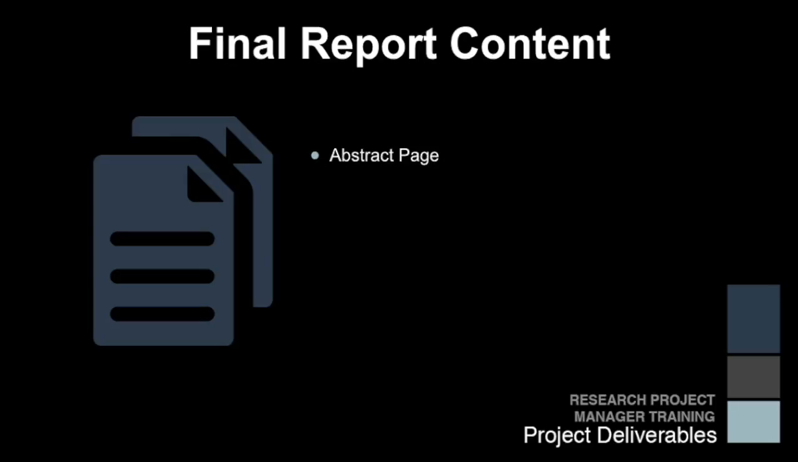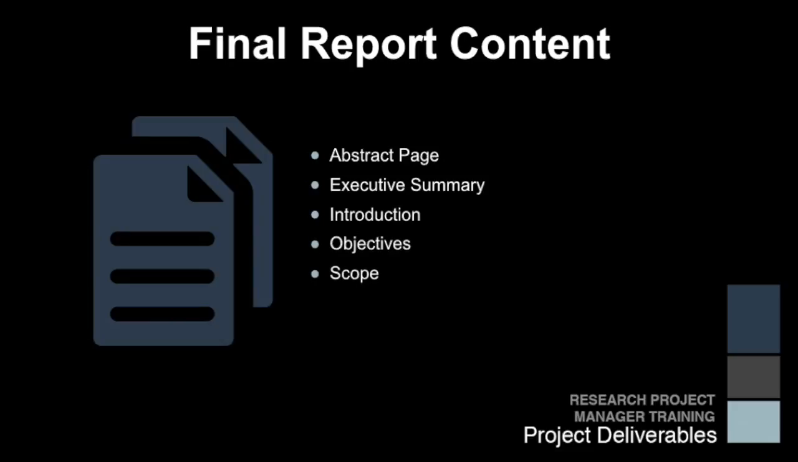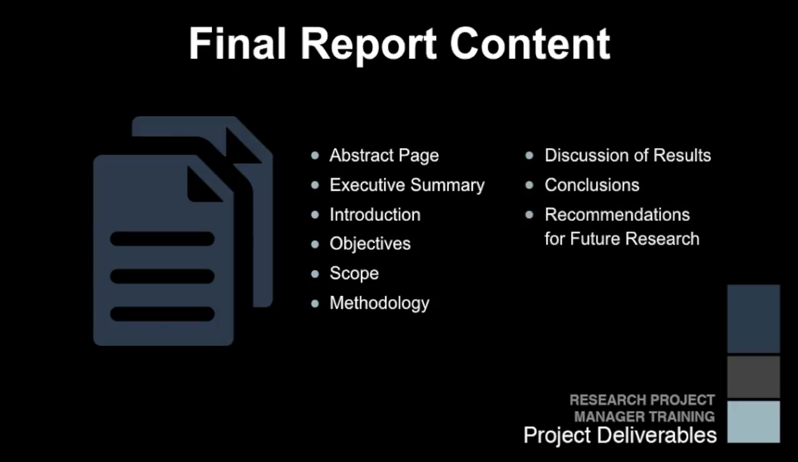Additionally, a research report must include an executive summary, an introduction, objectives, scope, methodology, discussion of results, conclusions, recommendations for future research, and finally, recommendations for implementation.